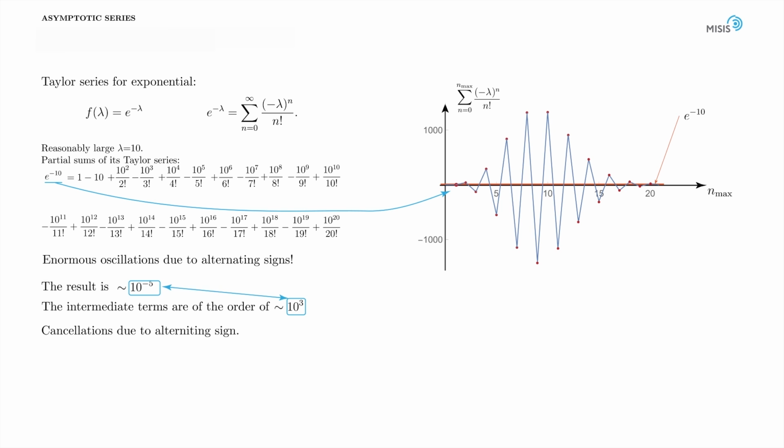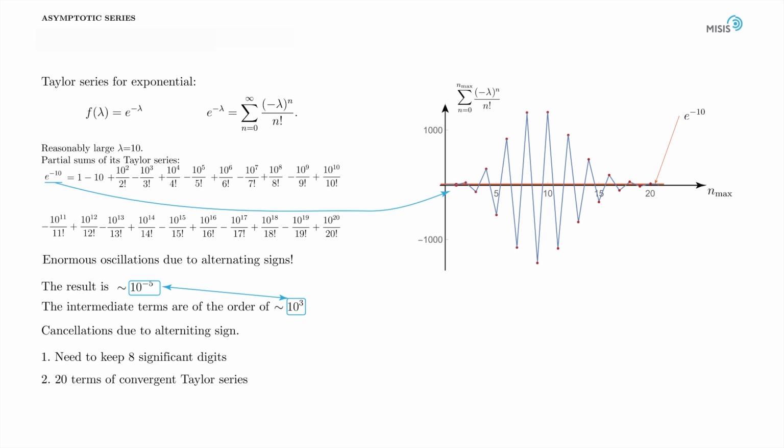Comparing the orders of the result and the order of intermediate terms, we conclude that to get the normal accuracy for e to minus 10 from the Taylor series, we need, first, to keep a significant digit in the process of computation, second, at least 20 terms of the series. And this is just e to minus 10. Imagine what is going to happen for e to minus 20, for example.